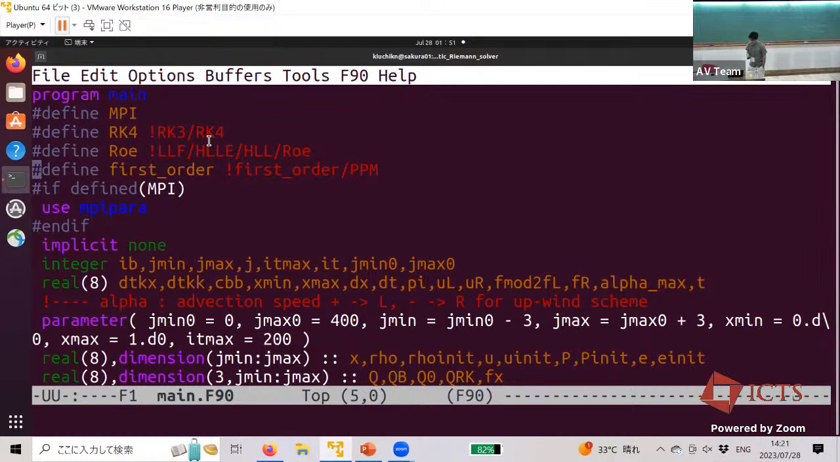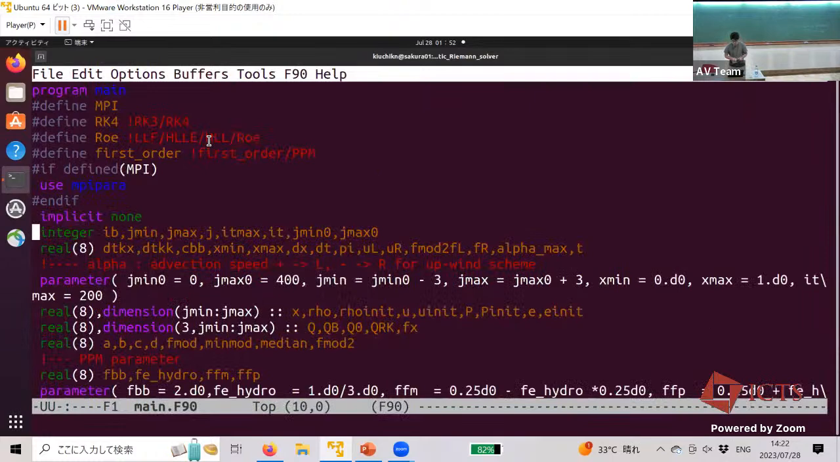Cell reconstruction is how to calculate the left and right states of the physical quantity at the cell interface, right? First order means just copying from the cell center to the cell interface. And PPM means the third-order parabolic reconstruction method.